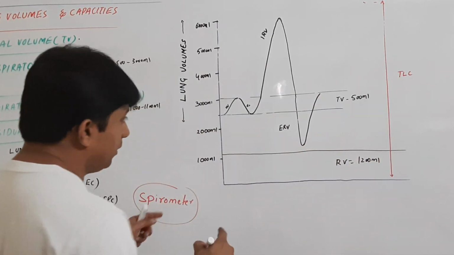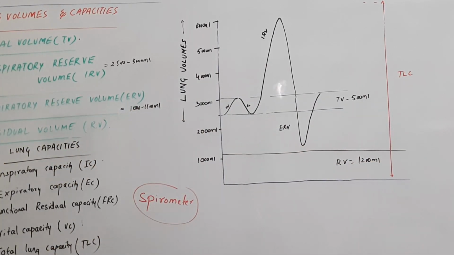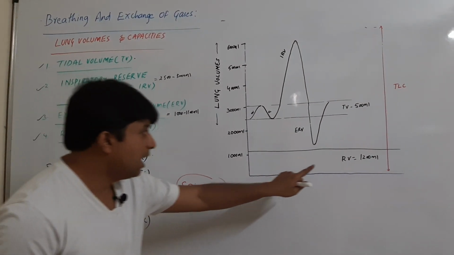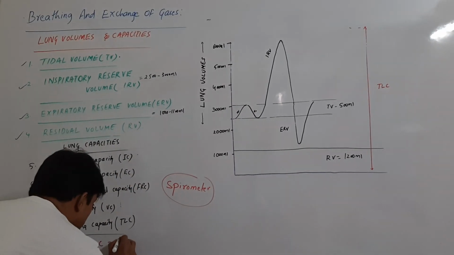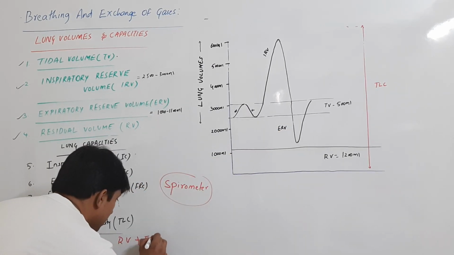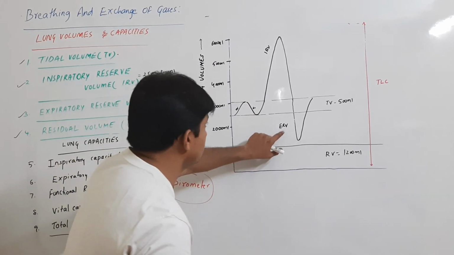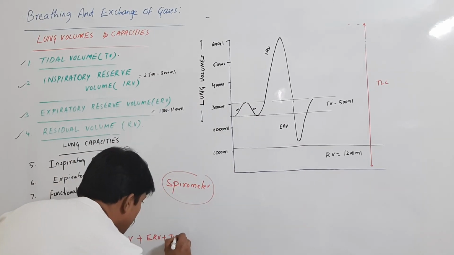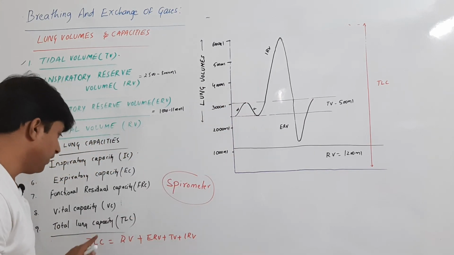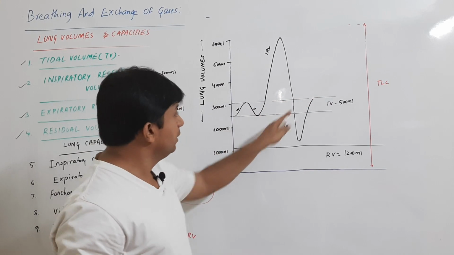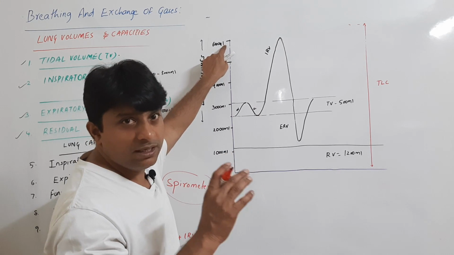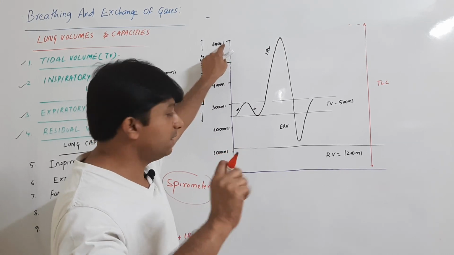There are different methods to calculate this. I'll just show you in some other way. Total lung capacity is equal to, I'll start with this, residual volume plus expiratory reserve volume, plus tidal volume and inspiratory reserve volume. So the volume of the air that is accommodated in the lungs is called your total lung capacity. How much is this? 6000 milliliters, which is nothing but 6 liters.